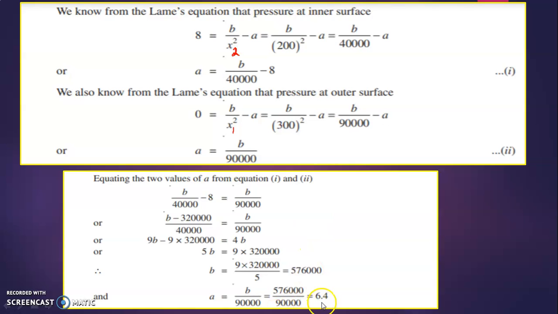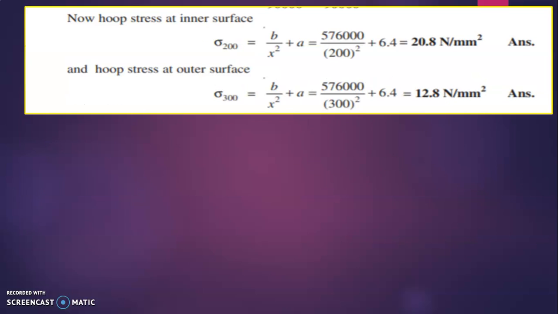So we can calculate the circumferential stress. We have to calculate both maximum and minimum. Maximum and minimum means at the outer surface as well as the inner surface. Now, hoop stress or circumferential stress, the formula is sigma x is equal to B divided by x square plus A, or B divided by R square plus A. Now this is for the inner surface.